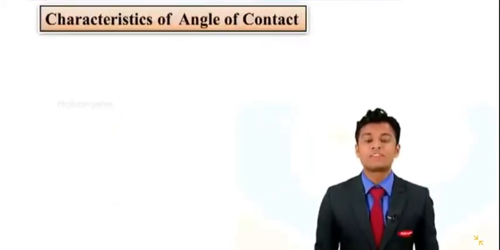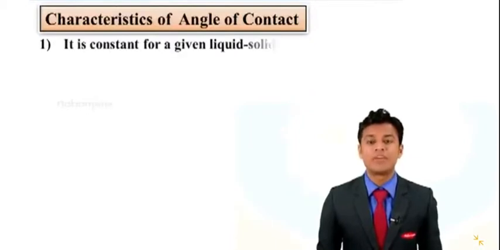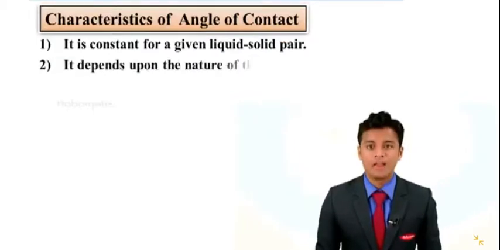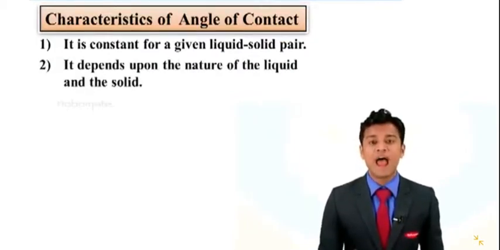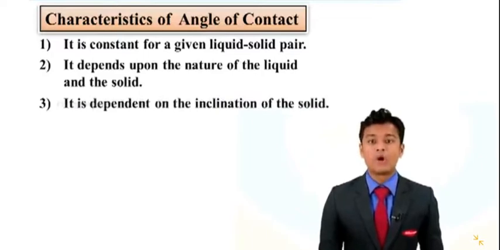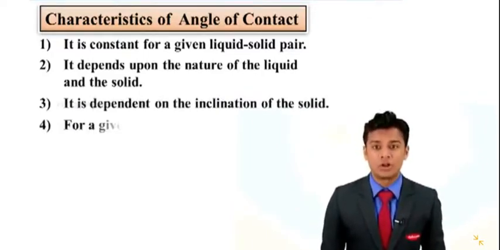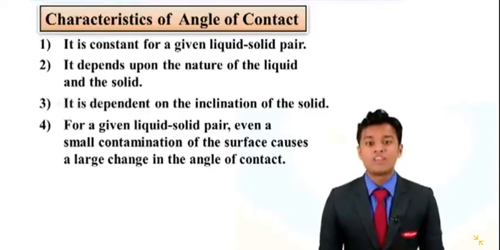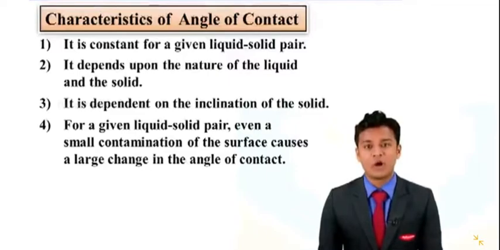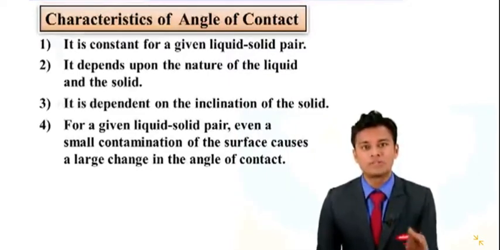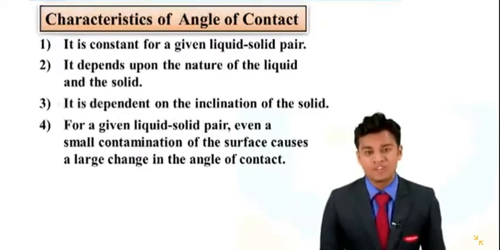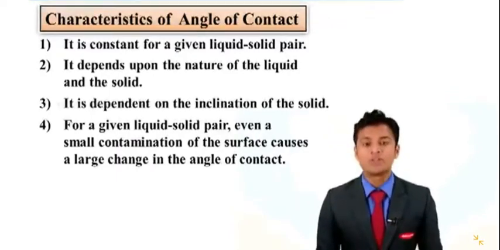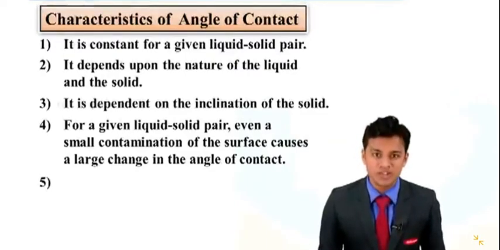Now let's have a look at some characteristics of angle of contact. The very first one is that it is constant for a given liquid-solid pair, and it depends upon the nature of the liquid and the solid. It also depends on the inclination of the solid, and for a given liquid-solid pair, even a small contamination of the surface causes a large change in angle of contact. That is, if you add some impurities to the liquid, your angle of contact will change, because adding impurity will cause a change in the shape of the liquid. So that means the angle of contact will also change.